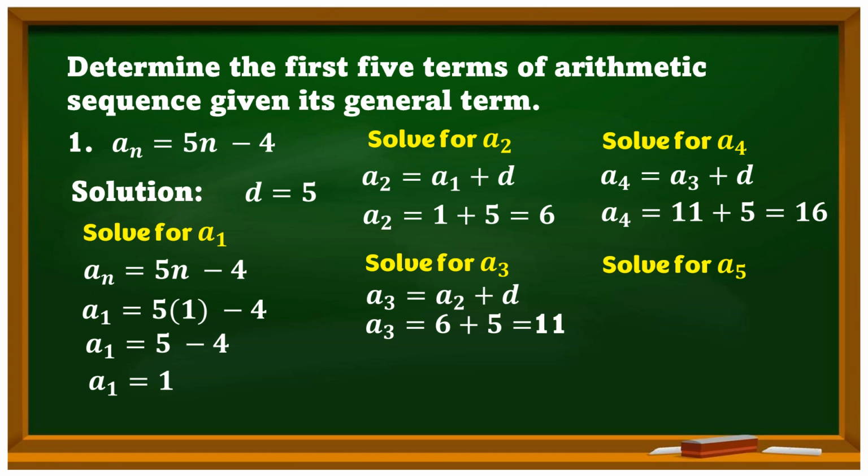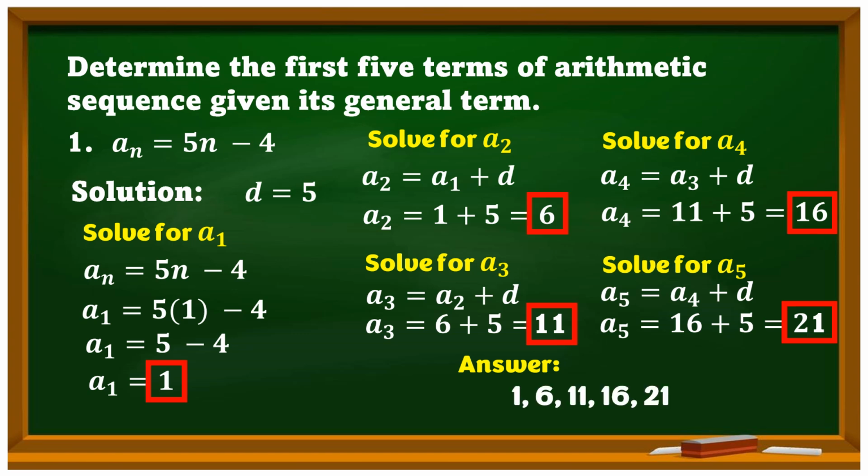And let us solve now for a sub 5, and that is the fifth term. A sub 5 is equal to a sub 4 plus d. The value of a sub 4 is 16 and the value of d is 5. So we have a sub 5 is equal to 16 plus 5, which is equal to 21. So the answer in example number 1, the first 5 terms of the sequence a sub n equals 5n minus 4, are 1, 6, 11, 16, and 21.